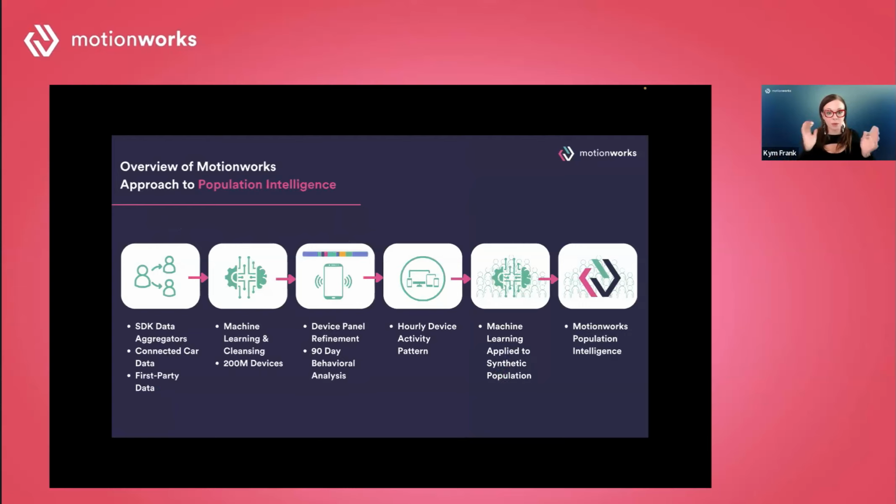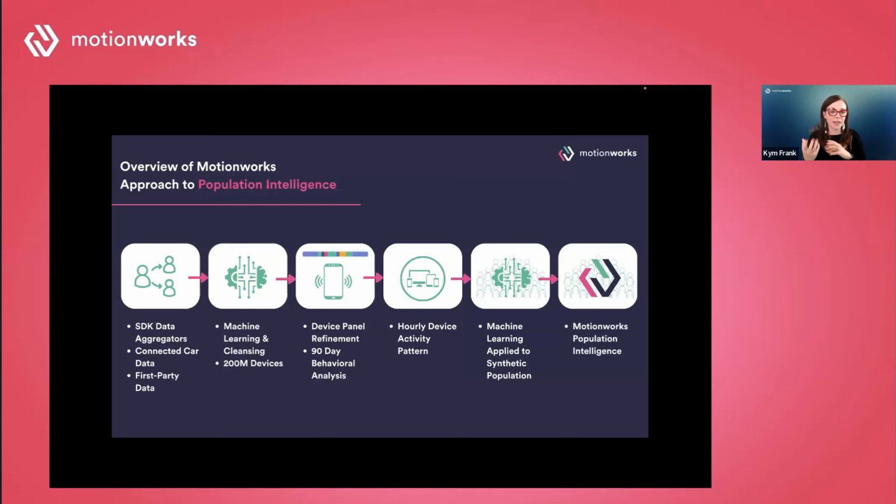Right now, we have partnerships with 4 large aggregators. We utilize data from connected cars. We have tens of thousands of first-party data sets that we're integrating, such as transactional data or sensor data. So much more goes into the model. Utilizing machine learning, we cleanse and deduplicate the mobile location data. We cull that data down to a panel of devices that's statistically representative, giving us data all the time, really accurate location data. We observe those devices over the course of 90 days to determine their hourly activity patterns.